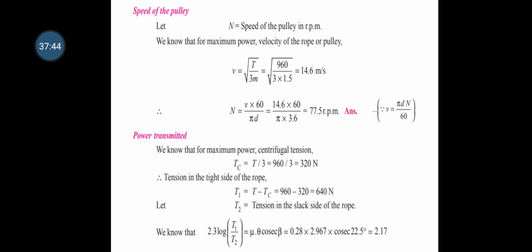So power transmitted per rope is T1 minus T2 into V, and by solving these given values, per rope it is equal to 8.278 kilowatt. Since the number of grooves is 15, the total power transmitted is the power per rope into the number of grooves, that is 124.17 kilowatt. Next, let us move on to the next problem.